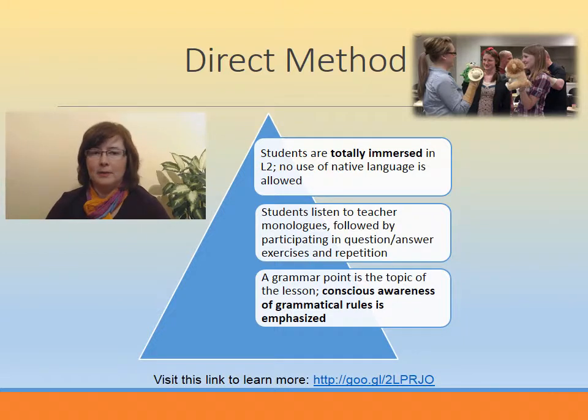The direct method is also known as the natural method, and this includes the Berlitz approach. Students are totally immersed in the target language. No use of the native language is allowed. Students listen to a teacher's monologues, followed by participating in question and answer exercises and repetition.